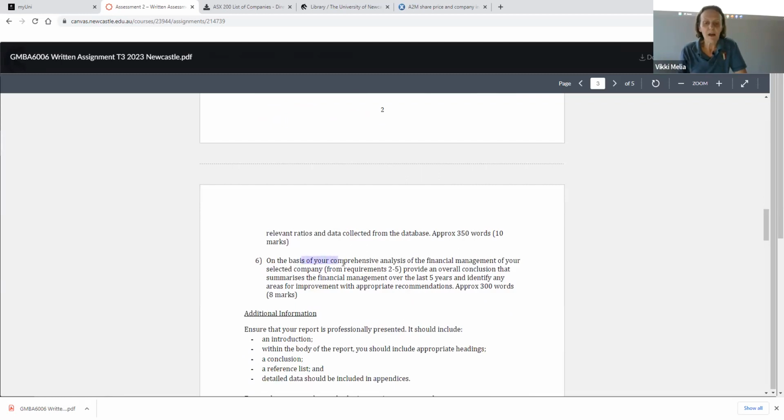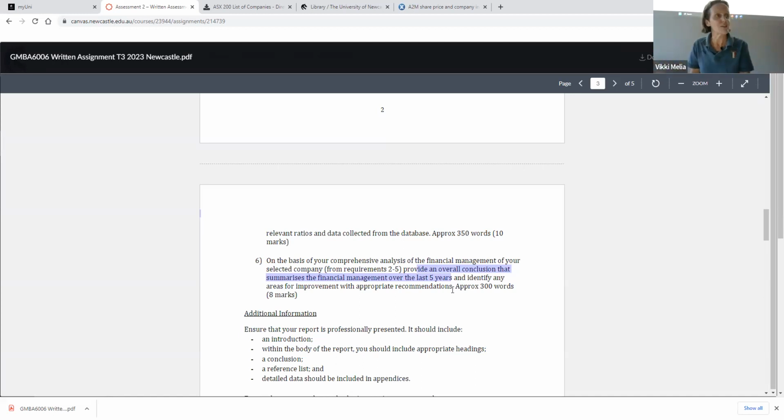And then the last part is just bringing it all together and providing an overall conclusion, which is this conclusion here as a part of the body, after the body of your report. So an overall conclusion, whether you think they're doing a good job of the financial management, have you identified anything they could improve on? If you're looking at the capital structure, you might have noticed that they use a lot of debt in the capital structure.